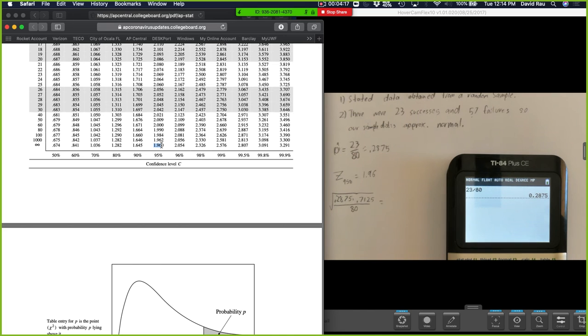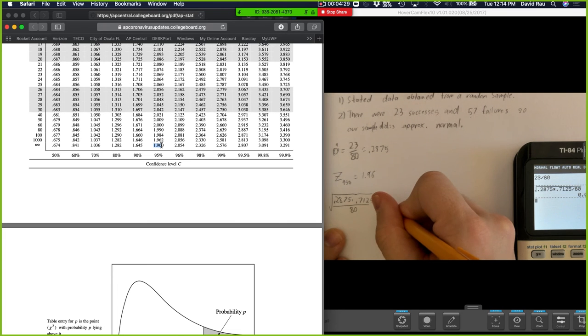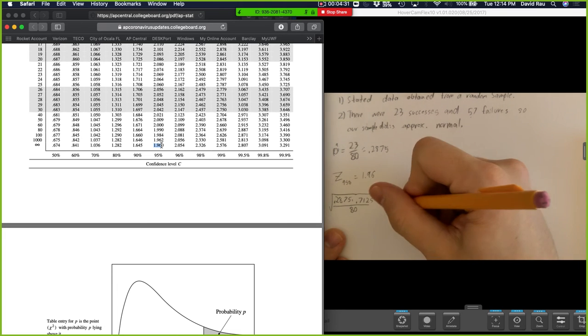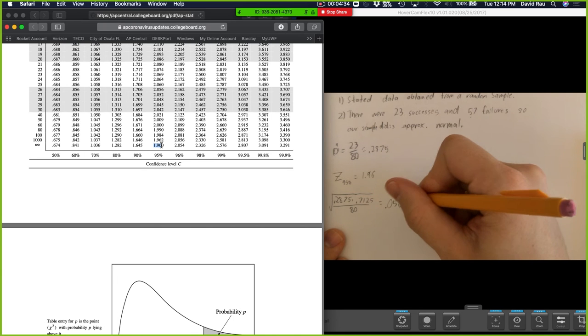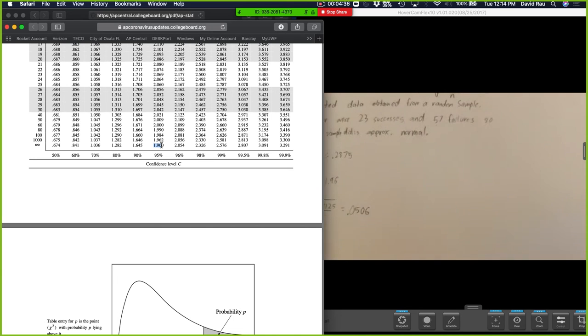And so let's calculate that. Square root of 0.2875 times 0.7125 divided by 80, and we get that. The standard deviation is 0.0506. Okay.